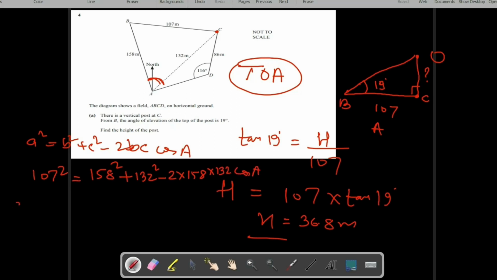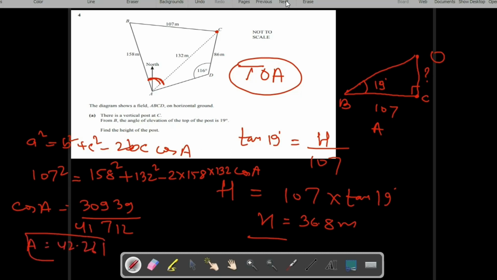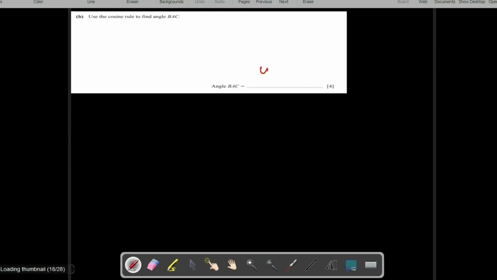So cos A is going to be 30,939 upon 41,712. If I solve it, A is going to be 42.26. So the angle is 42.26. So this way we can solve the question.